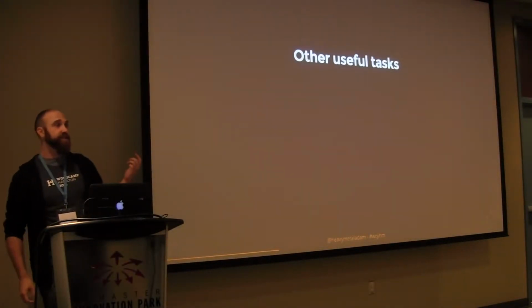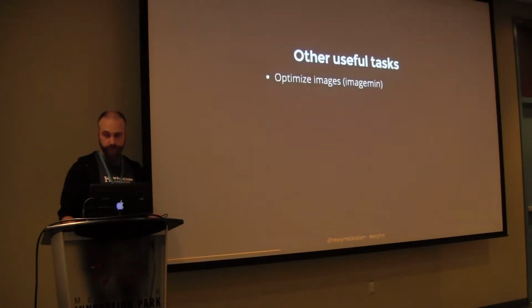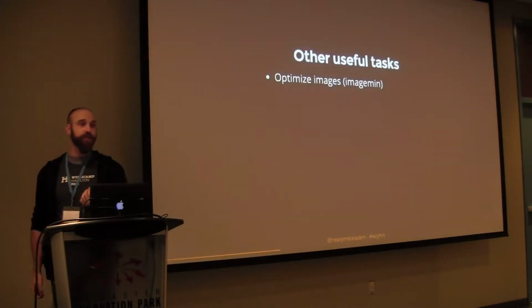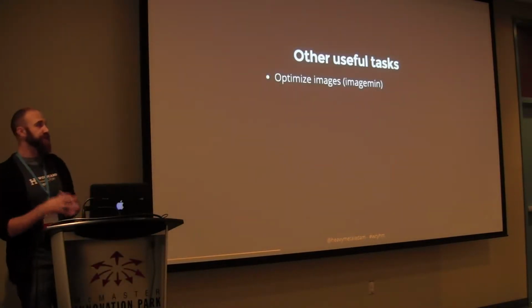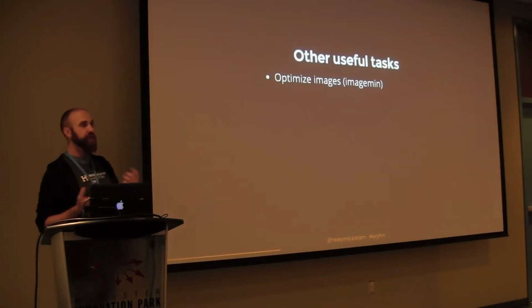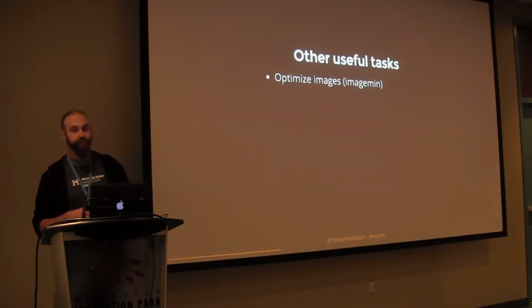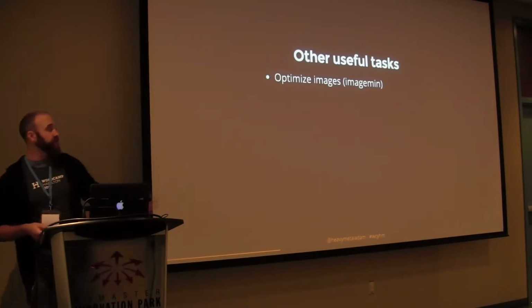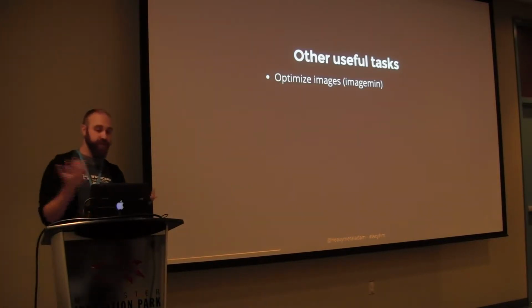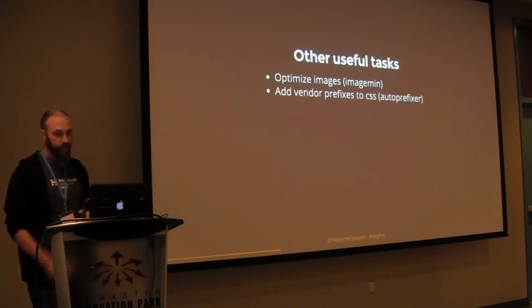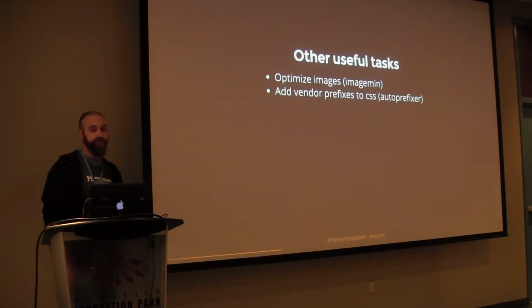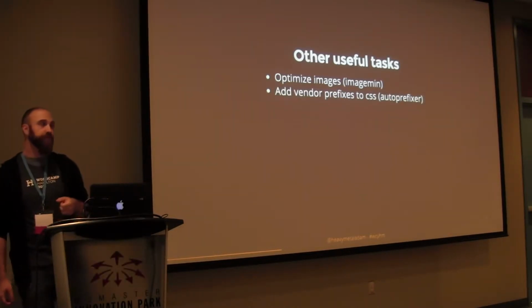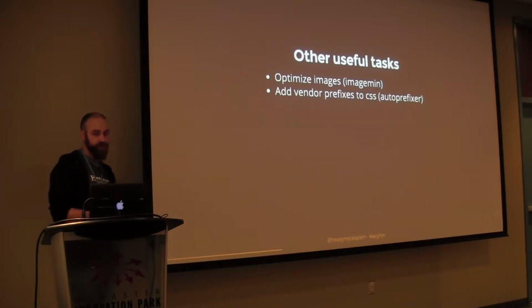Some other useful tasks and things you can do with these tools. Optimizing images. Sure, Photoshop can shrink down pictures pretty well, but there's usually a little bit more file size you can take off. You can let a tool like ImageMin do that automatically for you. Add vendor prefixes to CSS, really cool. Especially if you're having to support older browsers.